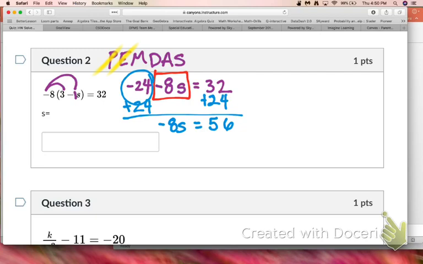Now I'm going to look at right here. It's negative 8s. That's multiplication, so the opposite of multiplication is division. Now the negative 8 does have to come along. So now I have s equals negative 7. So in my computer I type negative 7.